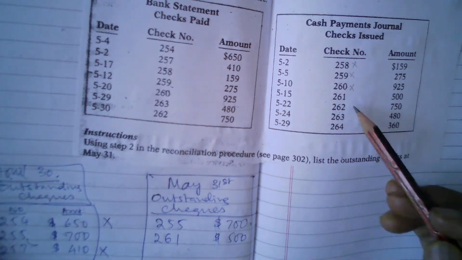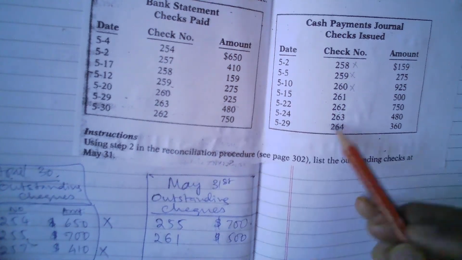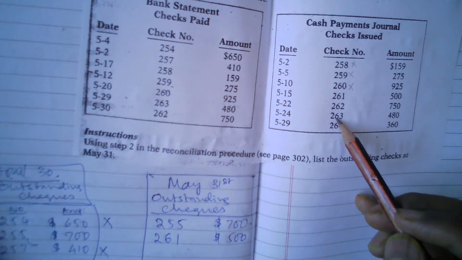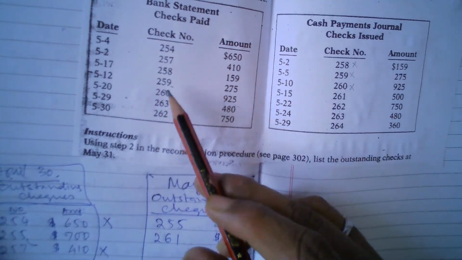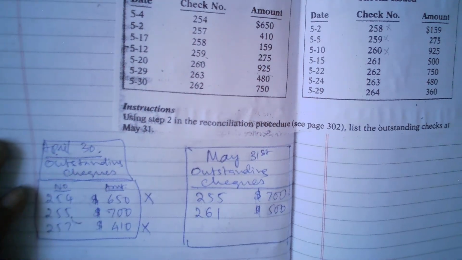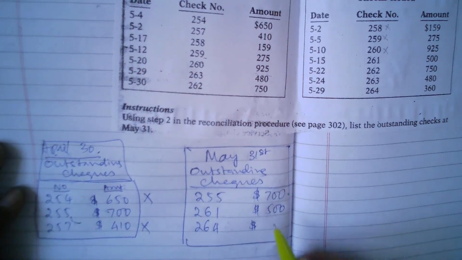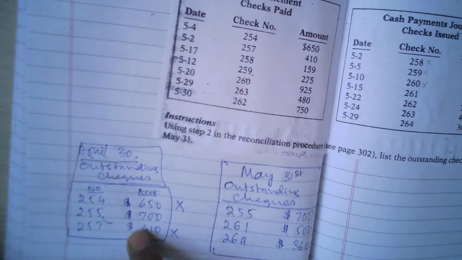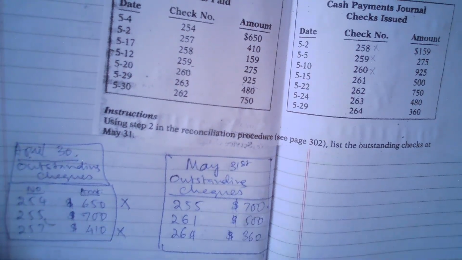Similarly, now come to 262. Check 262 was processed on 30th May, and 263 was also processed on 29th May. 264 is not processed by the bank, which means this 264 check is still outstanding. I hope you understood the concept. As of April 30, these are the outstanding checks, and as of May 31, these are the outstanding checks.